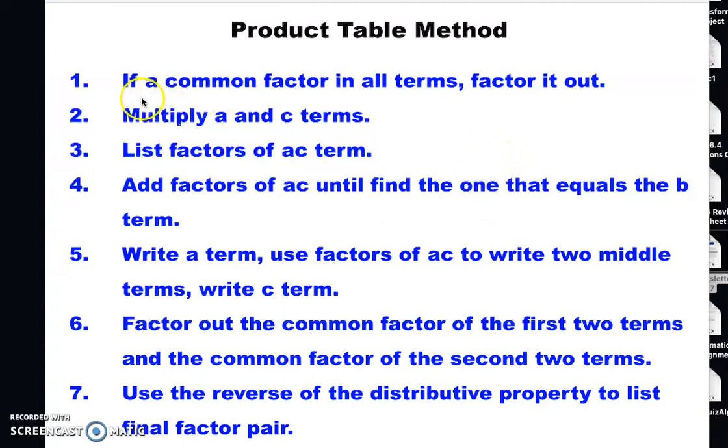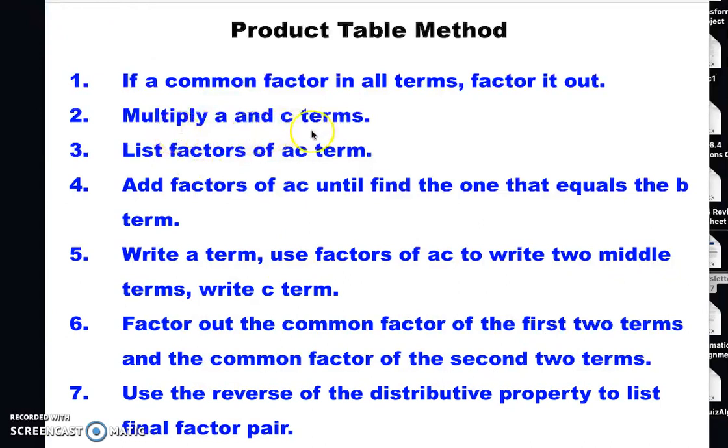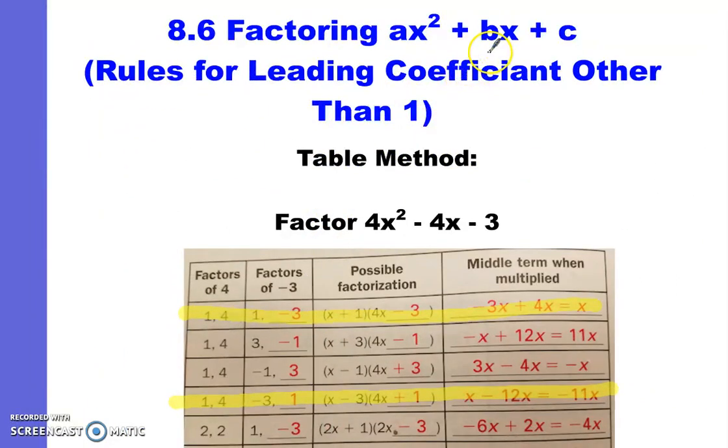First things, if there's a common factor in all the terms, you want to factor it out. You want to multiply your a times your c, so remembering that, what is a and what is b? So a is going to be your coefficient on your x squared, c is your constant. Okay, multiply your a and your c, list the factors of the ac term. You want to add the factors of the ac until you find one that equals the b term. So remembering, what is your b term? So b is going to be your coefficient on your x. Okay?